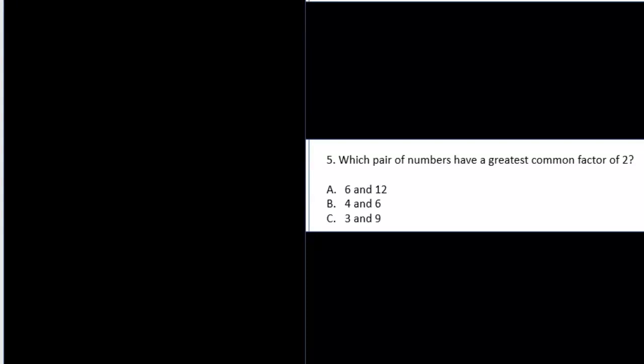This takes it the other way. Which two numbers have the greatest common factor of 2? Well, if I were you, I would just start and make up factor trees of 6 and 12 and see what the greatest common factor is there, and 4 and 6, and 3 and 9. So you make factor trees from all of these and see which one has the greatest common factor of 2.